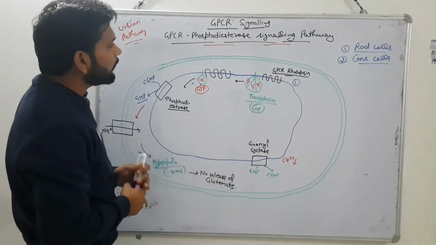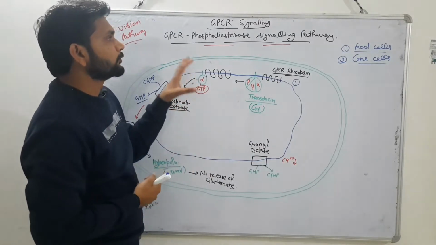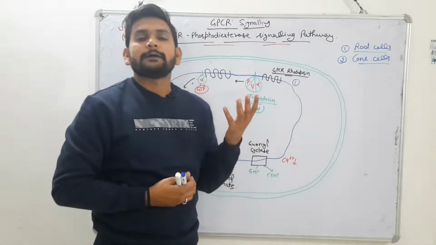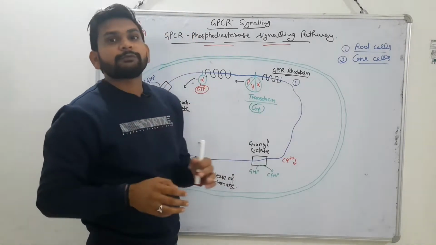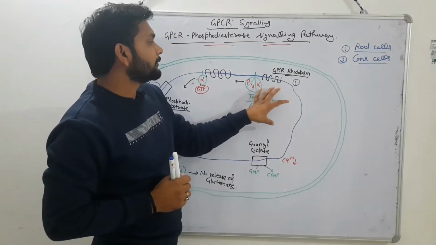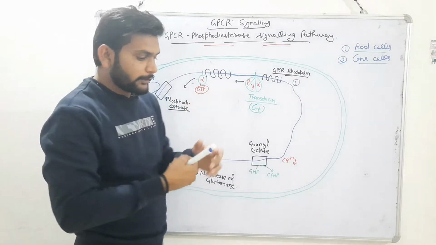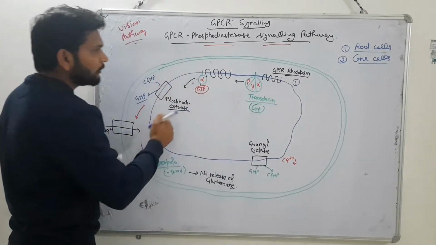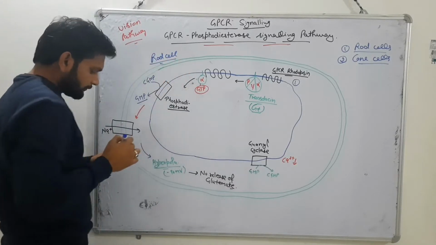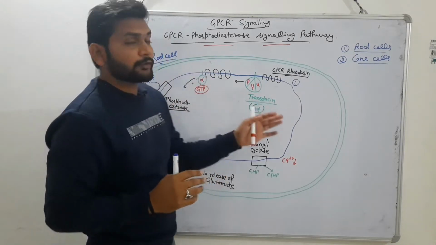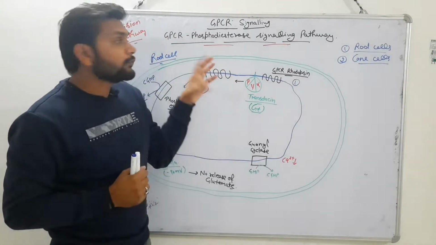So what is the signaling pathway? This is the first step of the phosphodiesterase, or we can say the vision pathway. First, rhodopsin. What is rhodopsin? Rhodopsin is a light absorbing pigment present in the integral membrane. This is the whole rod cell. Where is rhodopsin present? Rhodopsin is present at the integral membrane of rod cells.